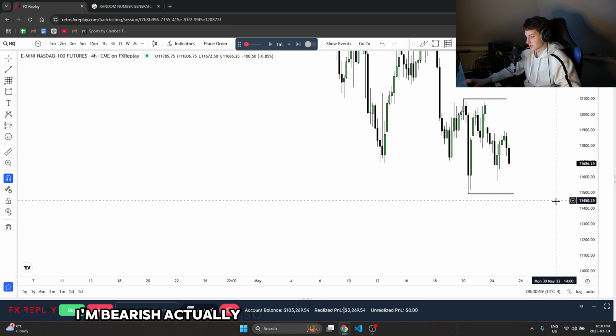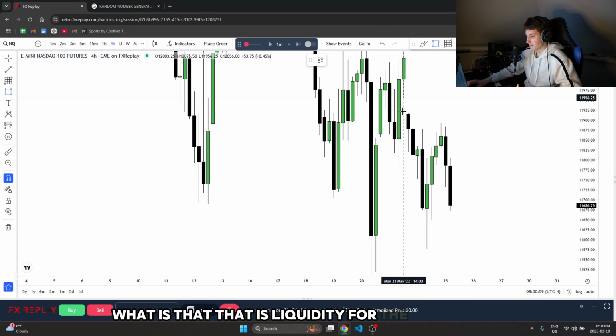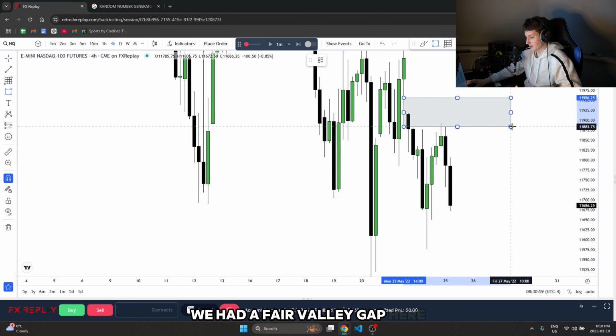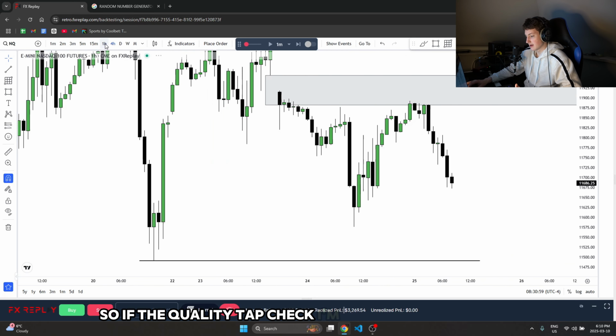I'm bearish actually. So we have lows resting in a line here. What is that? That is liquidity for the banks, okay? We had a fair value gap here. We tapped and we're rejecting, okay? So liquidity, tap, reject. I'm gonna be bearish now.